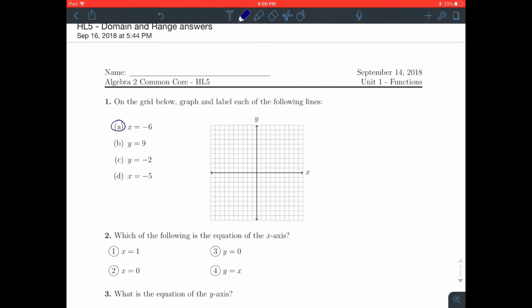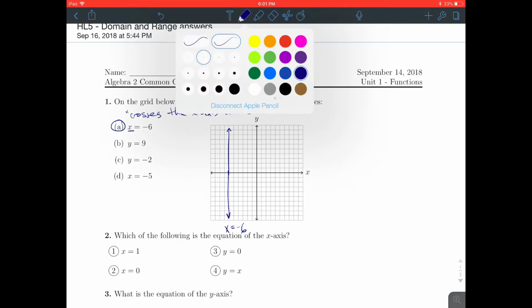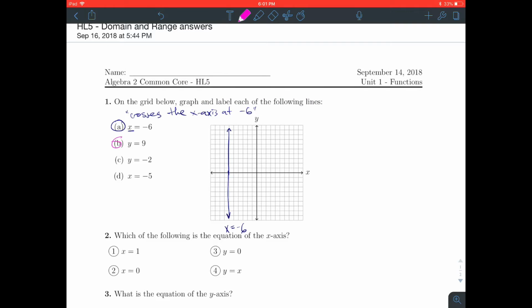We've got the line x equals -6. So this is the line that crosses the x-axis at -6. So if we go to -6 on the x-axis, the line that crosses that will be a vertical line going straight up and down. X equals -6.